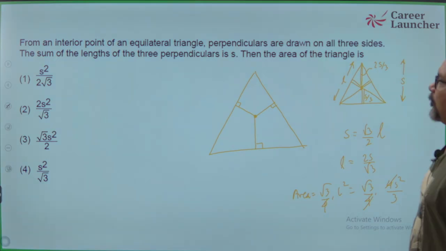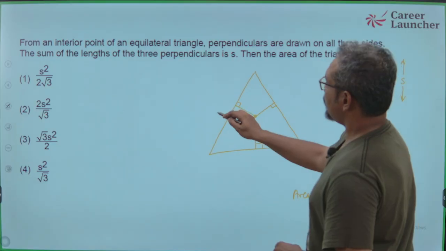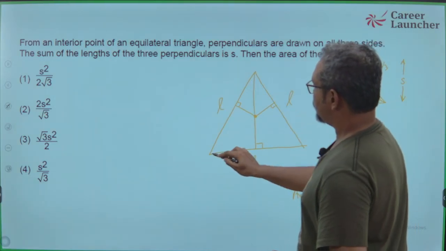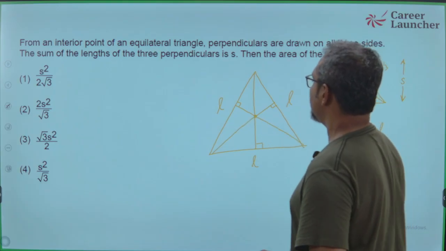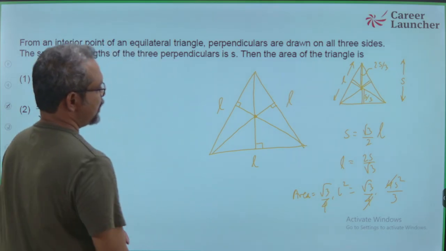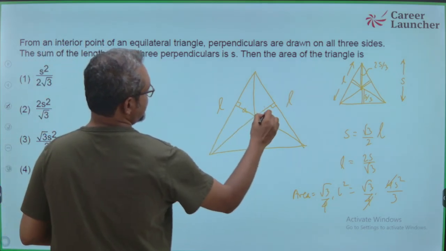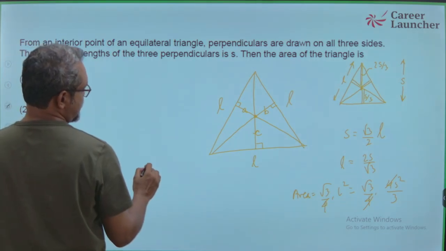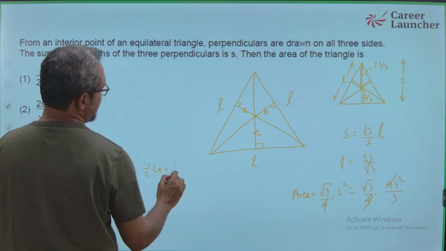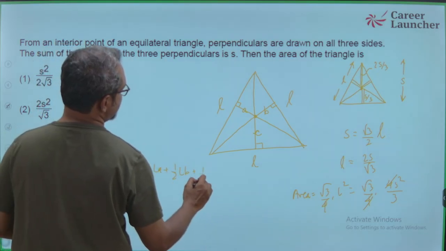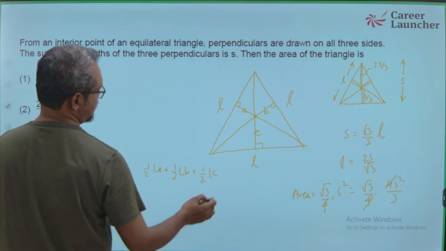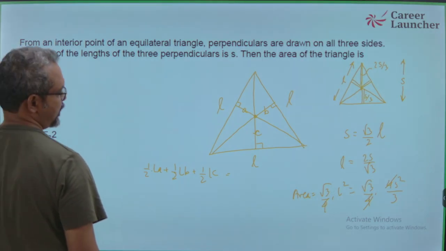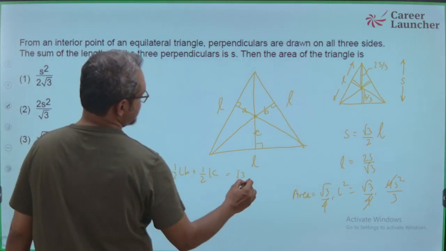An alternative way of doing this, if these are all L, then let us call this A, B and C. Okay. So, the area of the triangle is half times LA plus half times LB plus half times LC, without making any assumptions. Okay. That it is a midpoint or center or anything. So, this is the sum of the three areas, and half base times height is root 3 over 4 times L squared.